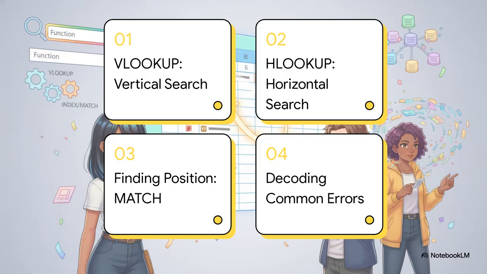So here's our game plan. We're going to walk through the essential tools to solve this. We'll start with the real workhorse of spreadsheets, VLOOKUP. Then we'll meet its horizontal sibling, HLOOKUP. After that, we'll explore a more flexible tool called Match. And finally, we'll learn how to decode those pesky error messages that pop up.